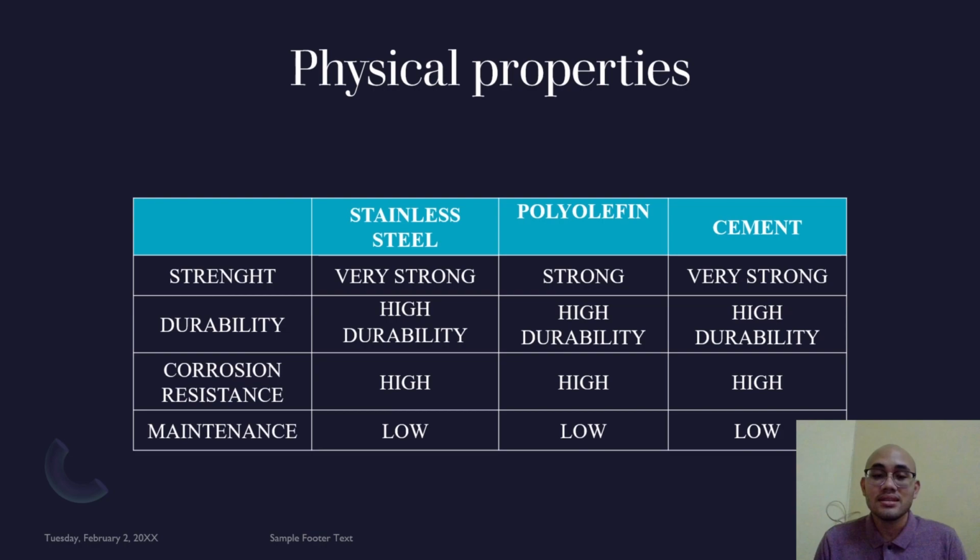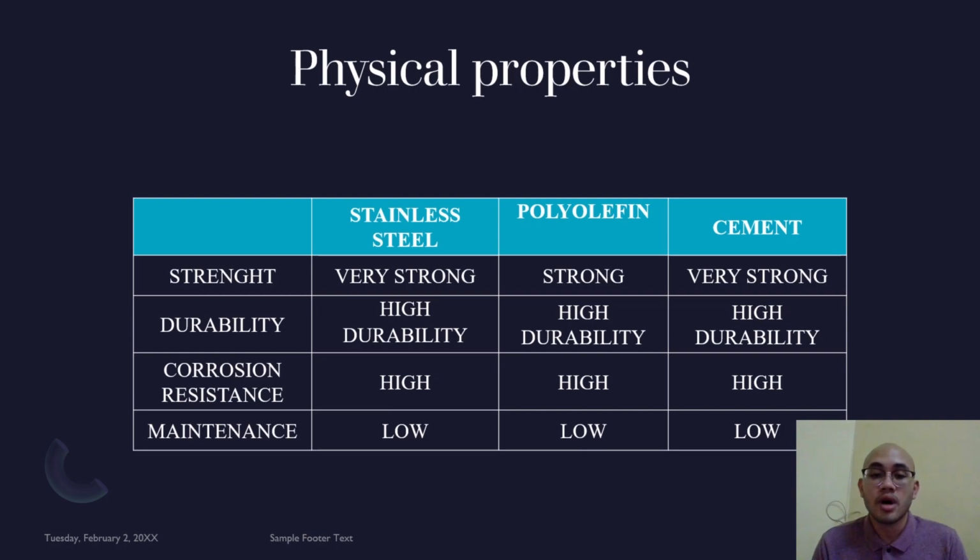The physical properties of the stainless steel, polyolefin, and cement are shown in this slide. That is about the strength, durability, corrosion resistance, and the maintenance. The strength of stainless steel is very strong. The durability is high, corrosion resistance also high, and maintenance is low.